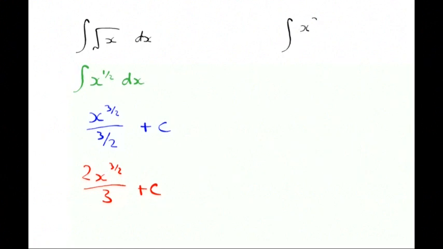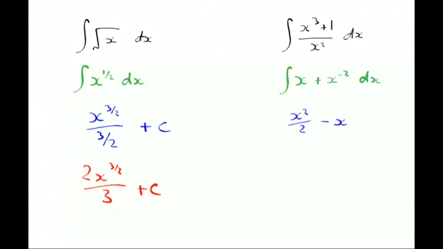Integrate x cubed plus 1 all over x squared in terms of x. We're going to have to simplify down this fraction. x cubed over x squared is just x. 1 over x squared is x to the minus 2. So that gives us x squared over 2 minus x to the minus 1, like we had before, plus the c. Thank you.